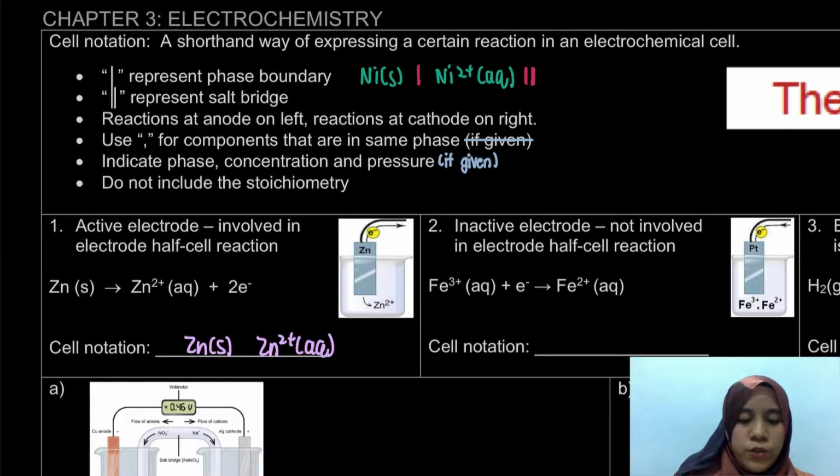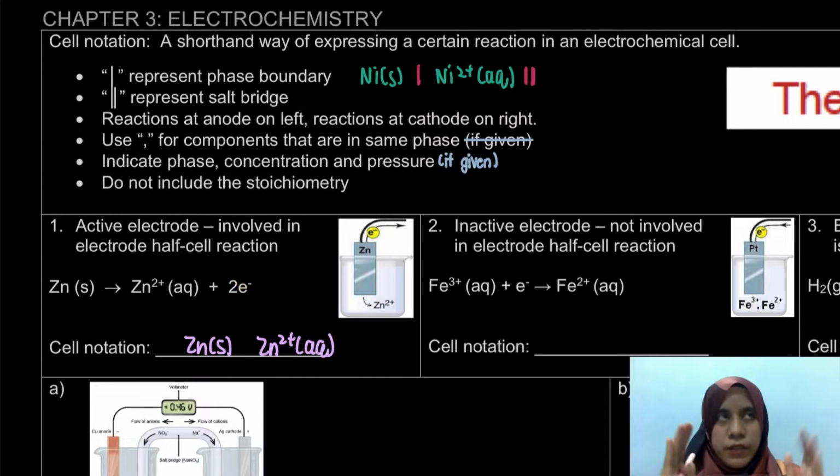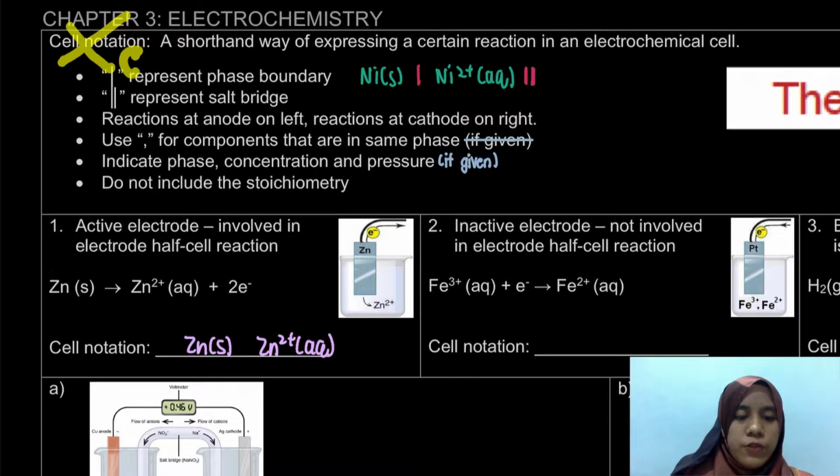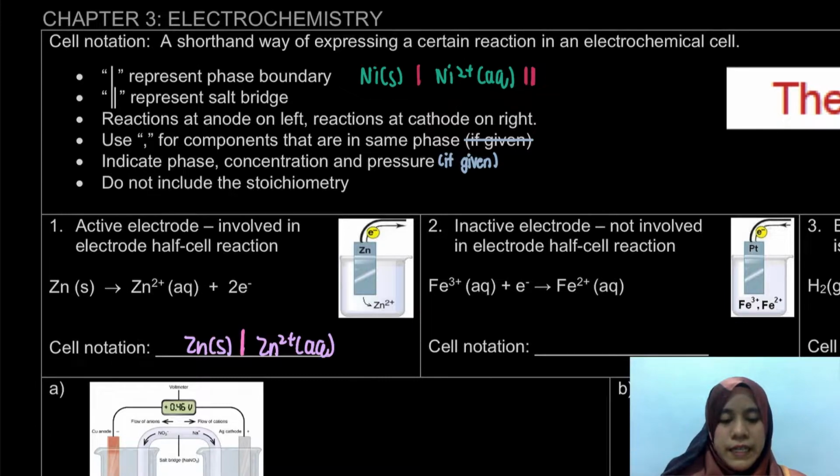There's no need to include the electron because the cell notation itself is about our anode and cathode, where the electron itself will be cancelled out, so the electron will not be included in the cell notation. Remember the notation must start and end with a solid. For example, here is my anode, so the starting is my solid. Because we have two different phases, we have to draw the line.